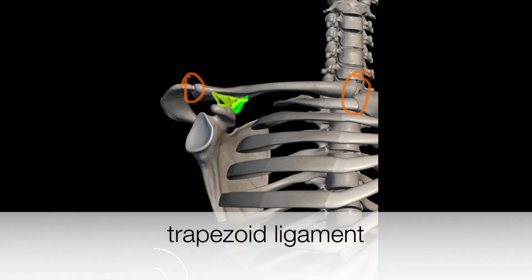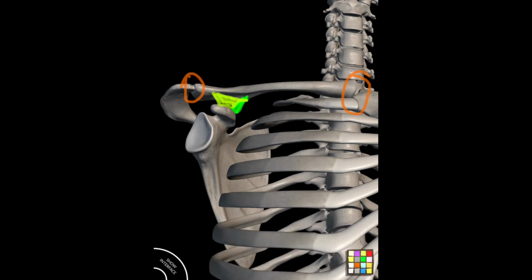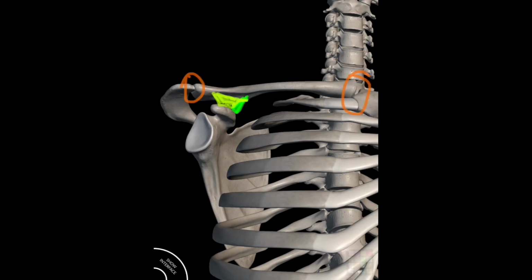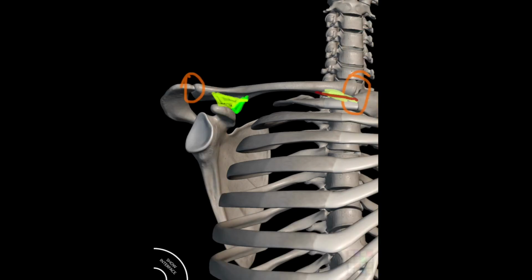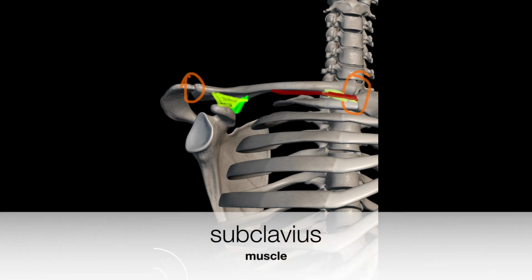Everything in anatomy is named for a reason. It's just that the reasons are somewhat obscure sometimes. The costo-clavicular ligament from the first rib running to the costal tuberosity of the clavicle, and subclavius also running from the first rib and into the subclavian groove, somewhat like that.